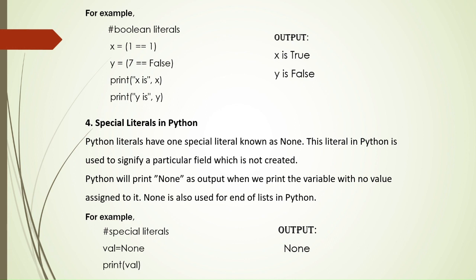Special literals in Python. Python has one special literal known as None. We use it to signify a particular field which is not created. Python will print None as output when we print a variable with no value assigned to it. None is also used for the end of a list in Python. Here is an example where we get the output as None.